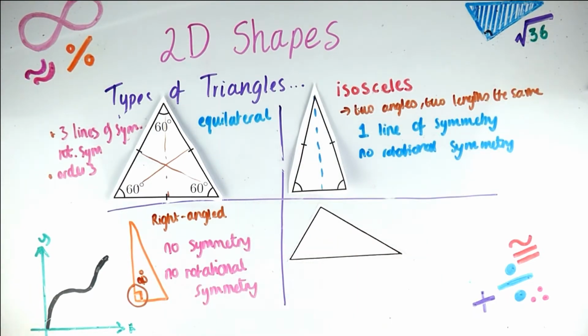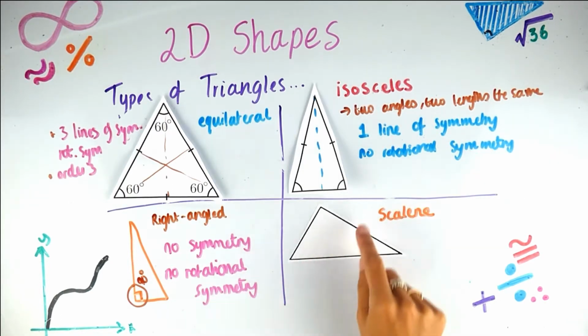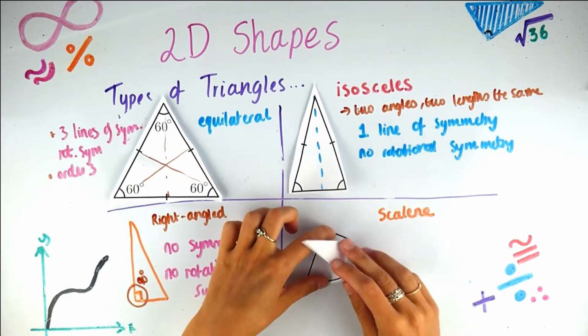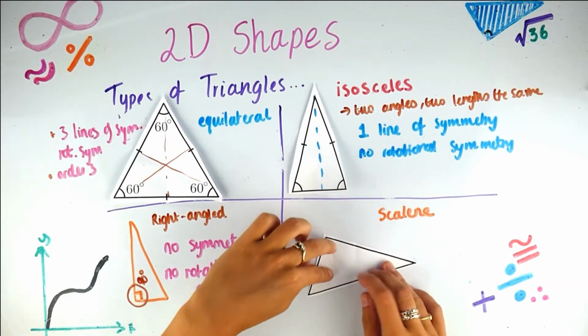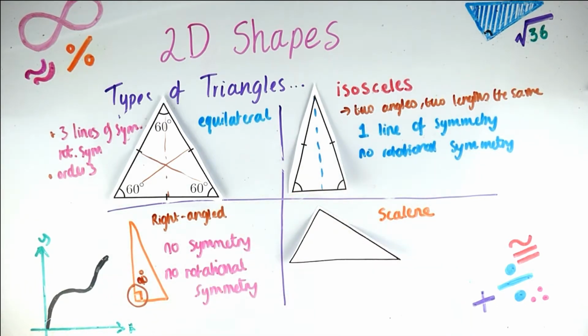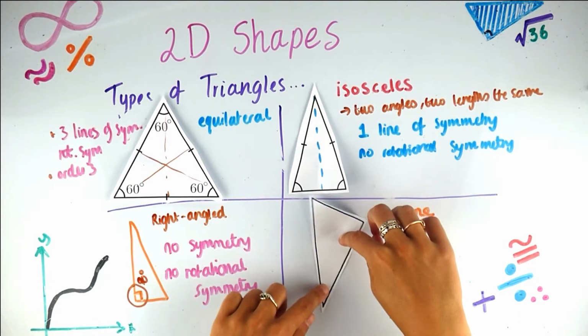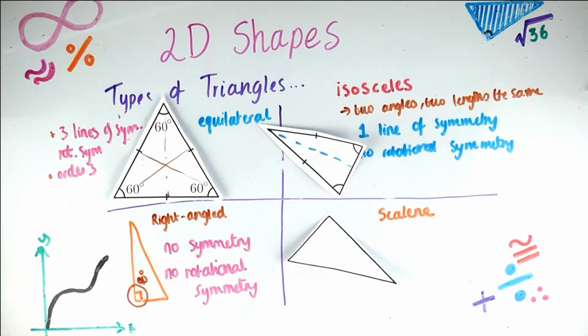Our last triangle is this, and this is called a scalene triangle. Now this is one in which all 3 lengths are different and all angles are different. And there's no way we can really fold this, which is kind of obvious, no line in which it's going to fold neatly. So that means it has no symmetry. And can we change it in any way to get itself back? No. So no rotational symmetry.